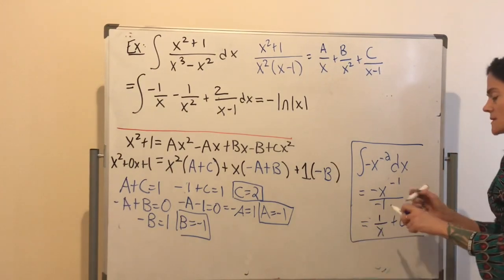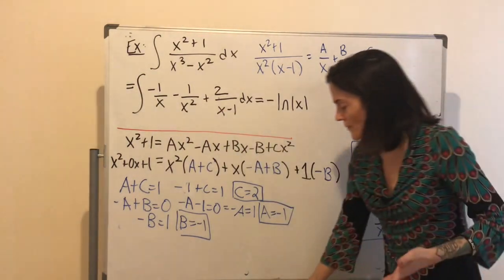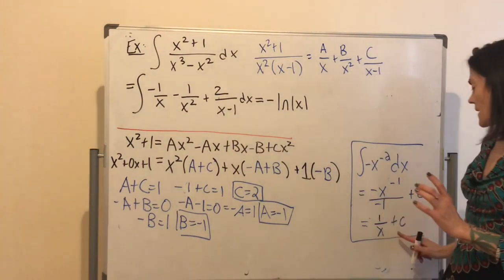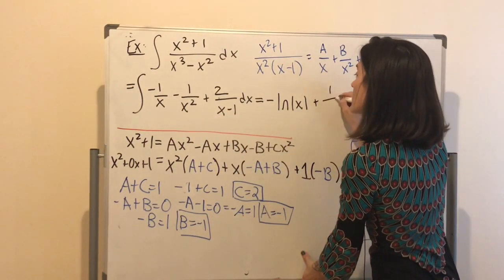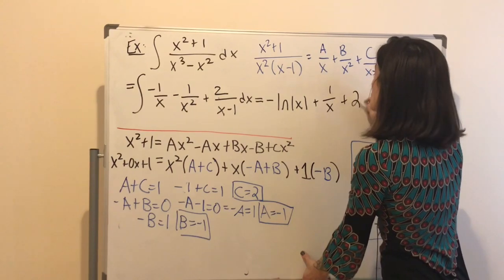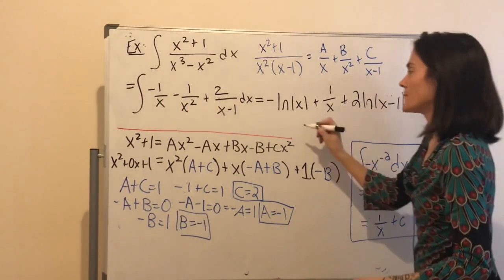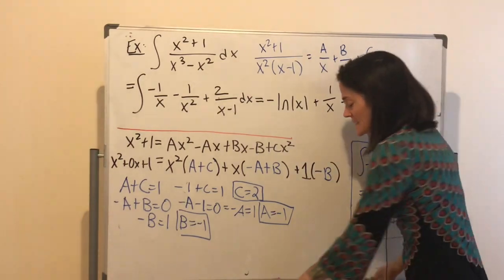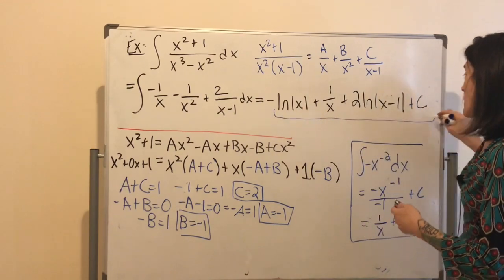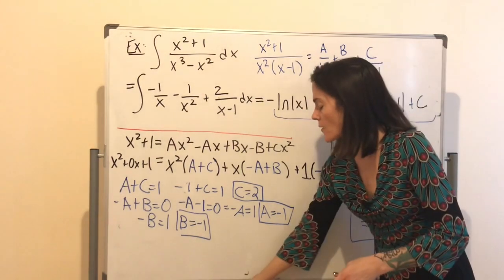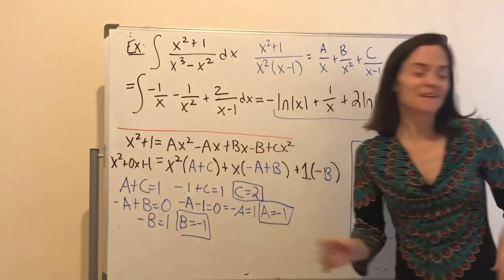Okay, so this was a little side box because the first and the third terms I can just do at this point without really writing much. But here's the work for this second term. So we have plus 1 over x, then we have plus 2 ln absolute value x minus 1 plus c, like this. So this is my indefinite integral. And this was an example of partial fractions where one of the linear terms was repeated.